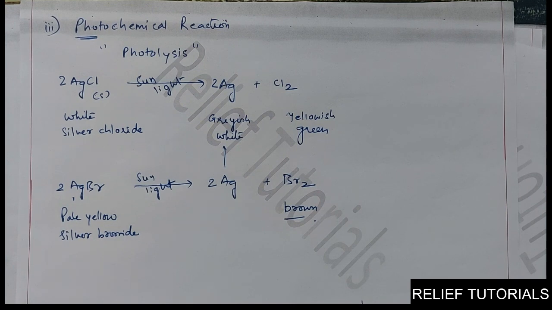So today we have done 2 types of chemical reactions: combination reaction and decomposition reaction. 2 more types of chemical reaction are to be studied: displacement reaction and oxidation reduction reaction. Till then, best of luck.